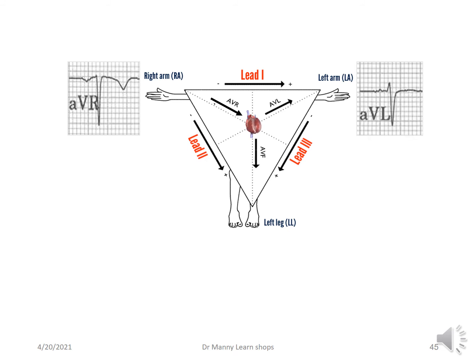Then you've got, if current is going towards the left arm, remember most of it is going down towards the left side, but a little bit goes up. So a little bit goes up, it creates a positive deflection, but most of it's going away. So it creates a negative deflection. AVL is typically a biphasic electrode, which means it's got a positive and a negative phase to it.